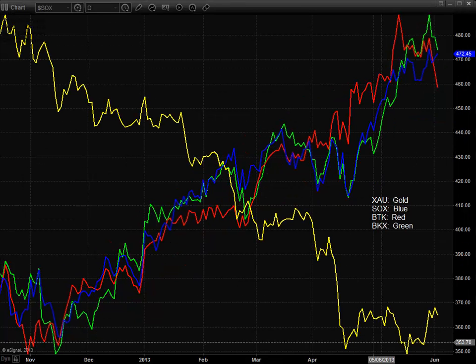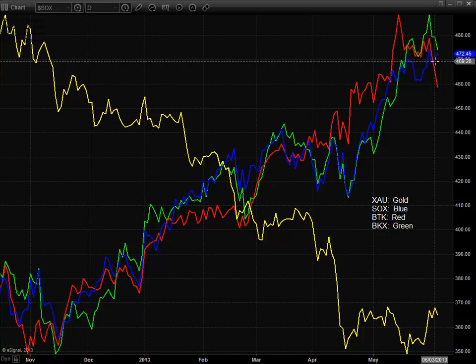All right, so here's a look at the XAU versus all the other risk on type assets. The big ones are the SOX, the BTK, and the BKX. They're all fairly weak today except for the SOX. The SOX did have a little bit of relative strength, but the BTK got hit really hard today. You can see how fast that's starting to drop. The banks, that's the green line here, also rolled to the downside.